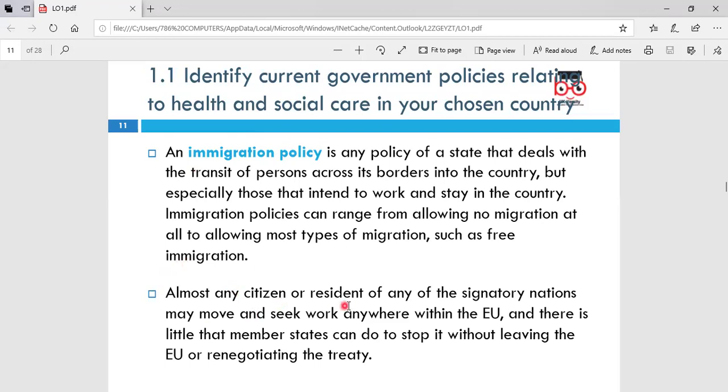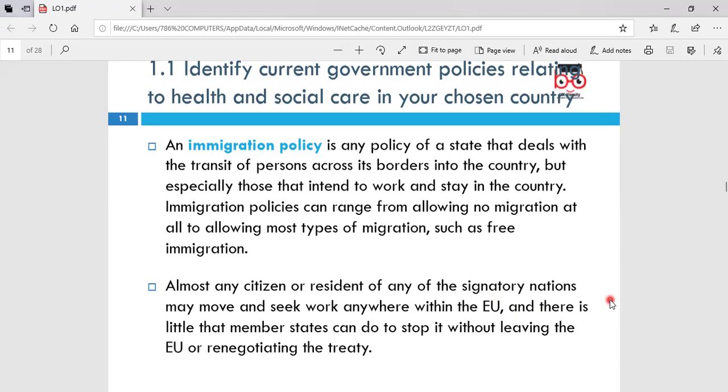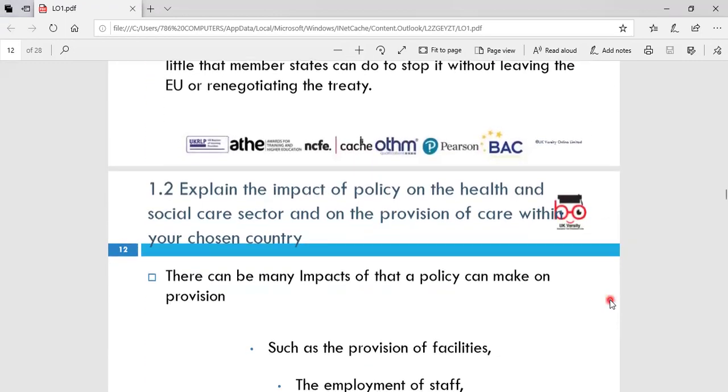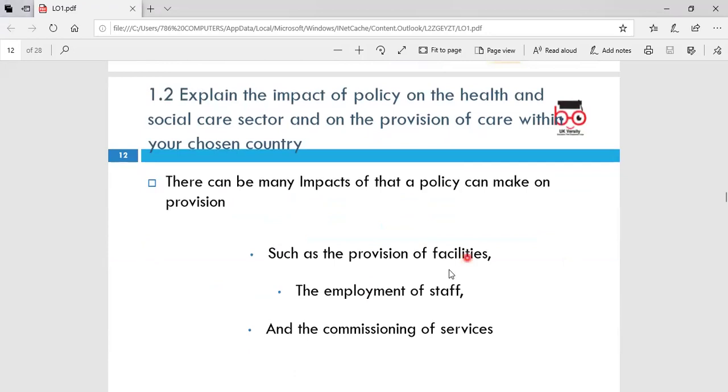Almost any citizen or resident of any country of the signatory nations may move and work anywhere within the European Union, and there is little that member states can do to stop it without leaving the European Union or negotiating the treaty. So these are all the rules. There may be many impacts. Now we're coming toward the second part of this LO. You're explaining the impact of policy on the health and social care sector and on the provision of care within your chosen country. So there can be many impacts.